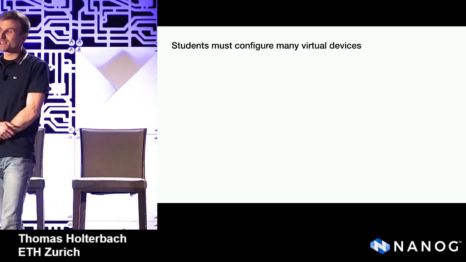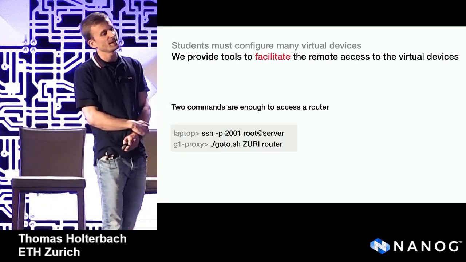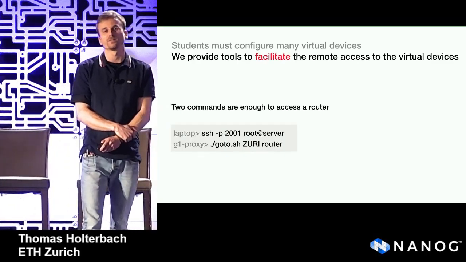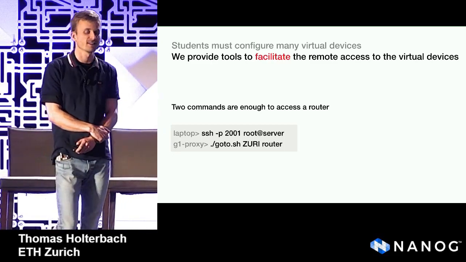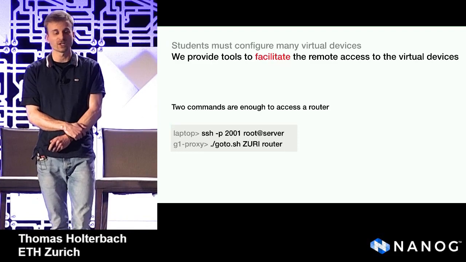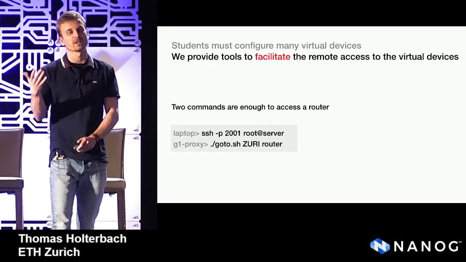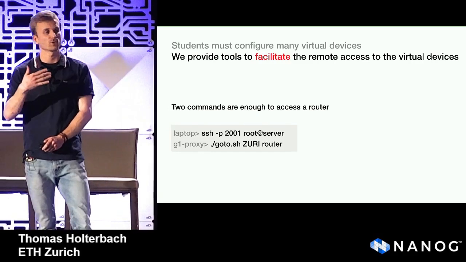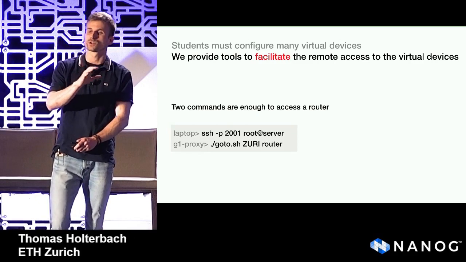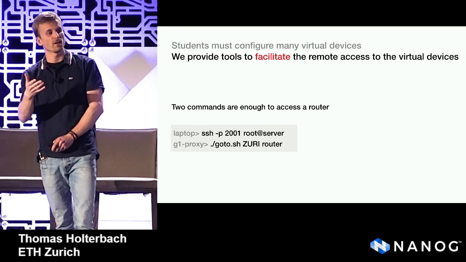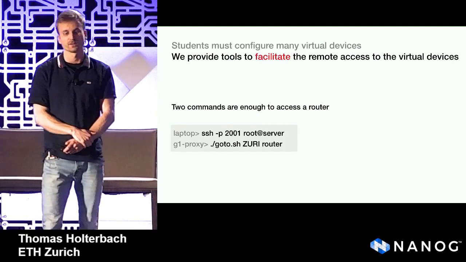Students must configure many virtual devices. So what we do here is we actually provide them some tools to facilitate the remote access to those virtual devices. Just in a nutshell, how it works: they just need to use two commands to access a router CLI, for instance. First, they need to SSH to the server where the mini internet is running, and then they just have to use a script that we have designed for them to access the router CLI. So only two commands are enough here.